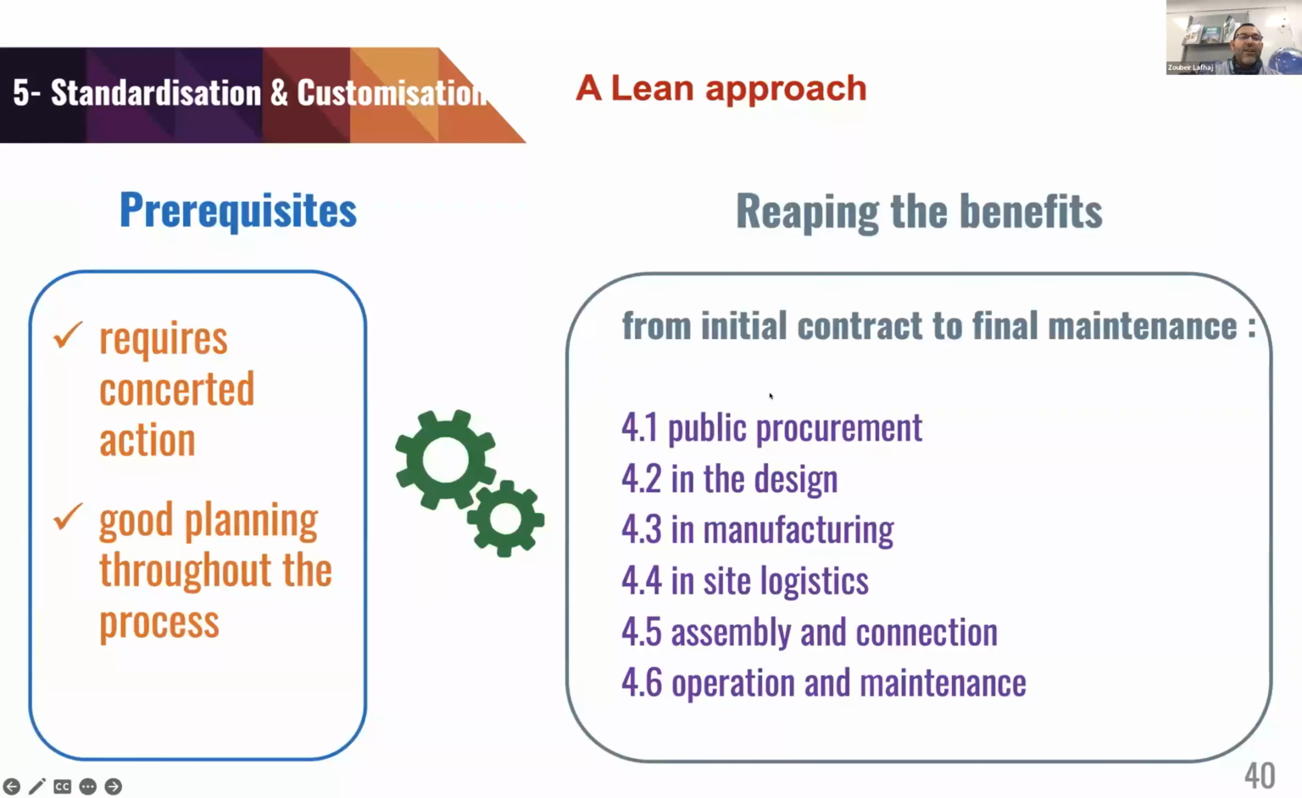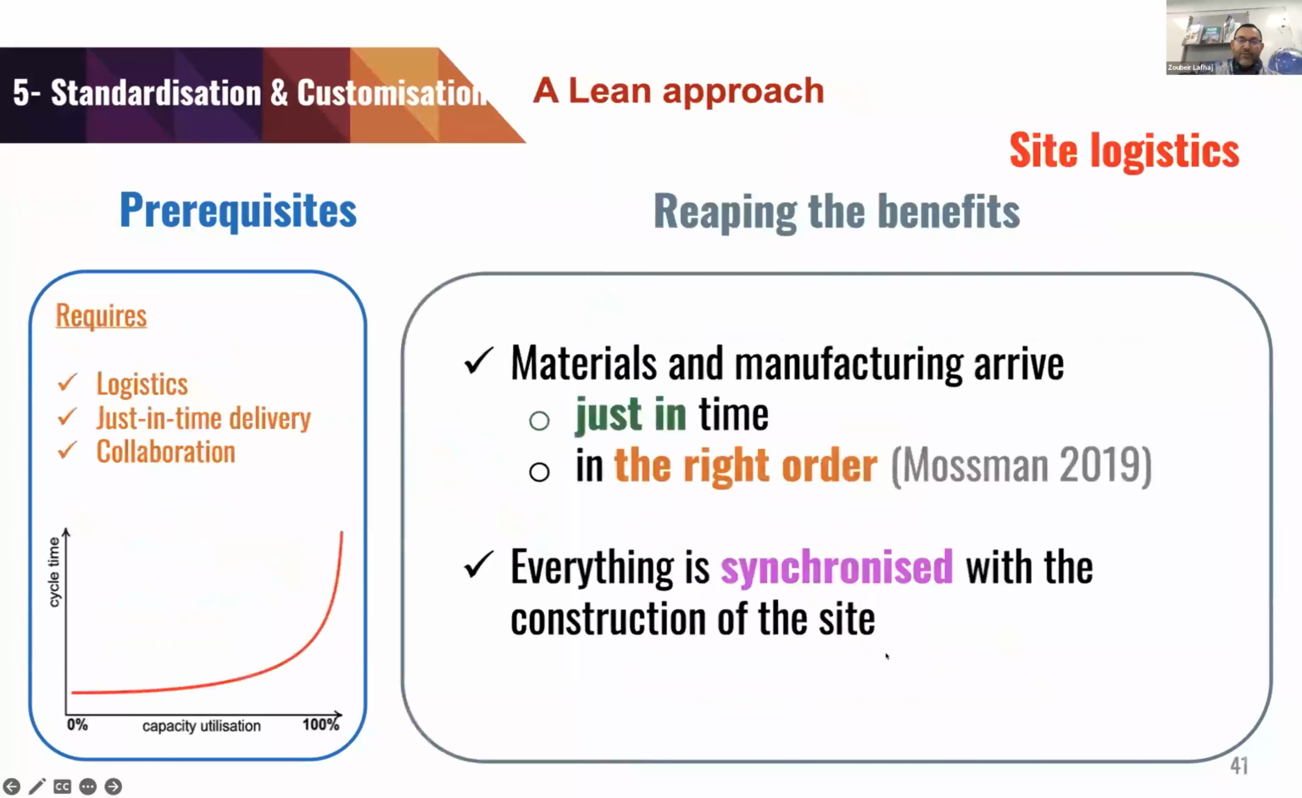So the prerequisite required is concerted action, good planning through the process, and reaping the benefits from initial contract to final maintenance, public procurement, sorry for the pronunciation, in the design phase, in manufacturing phase, in site logistics, assembly and connection. It seems really that the connection is something extremely important. The connection between the modules is as important as the modules themselves. This is very important that I can mention here. And operation and maintenance are really important too.